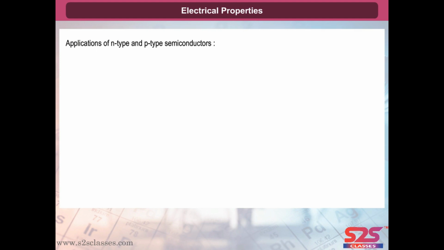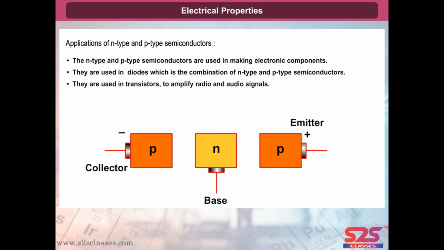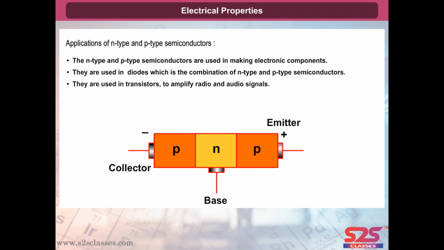Applications of N-type and P-type semiconductors. The N-type and P-type semiconductors are used in making electronic components. They are used in diodes, which are a combination of N-type and P-type semiconductors. They are used in transistors to amplify radio and audio signals.